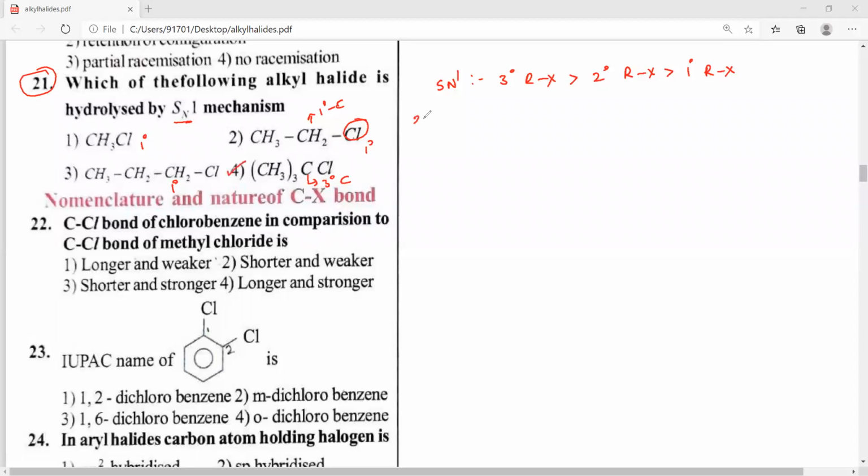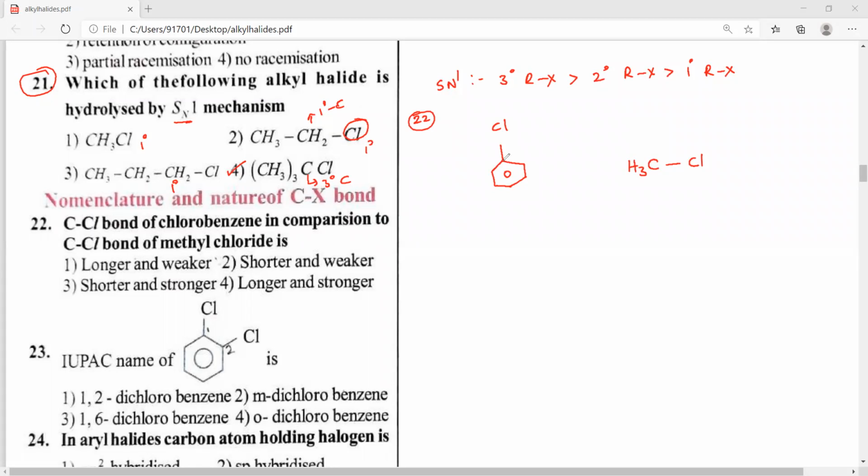Let's see question 22. The chlorine and carbon bond in chlorobenzene. We know the chlorobenzene structure very well. And the chlorine and carbon bond in methyl chloride. Methyl chloride means CH3-Cl. Among these, which statement is correct for the carbon and chlorine bond in chlorobenzene and methyl chloride?